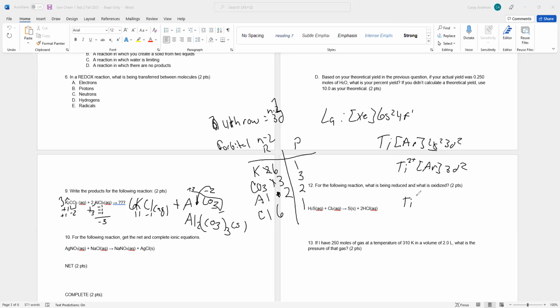So Ti plus 1 would be argon 4s1 3d2. Ti plus 3. So these are all valence electrons. So the number of valence electrons in titanium are 4. And here it's 2. Here it's 3. Titanium 3 plus is 3d1. It's just 1. Yes.